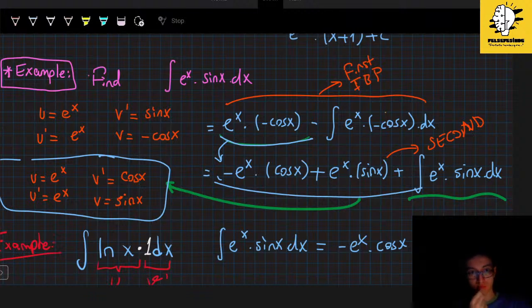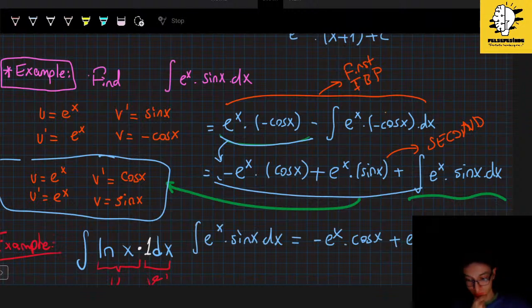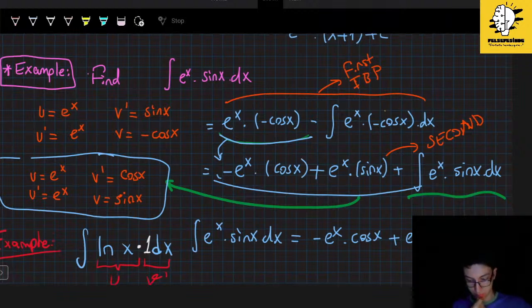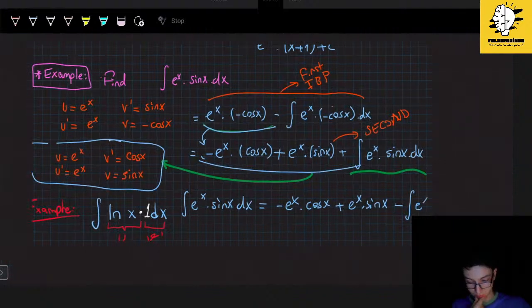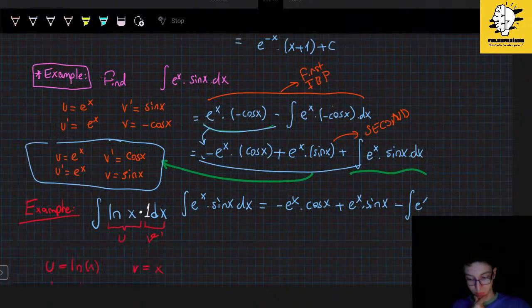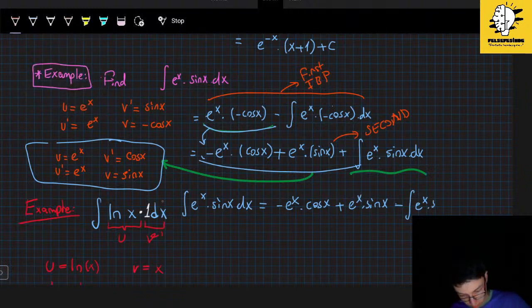Okay, let's finish it. 2 times the integral of e^x sine x dx, if we move this to the other side, and we have e to the minus x cosine x and e^x sine x, okay? And we put it to the other side, and it is minus 1 over 2 e^x cosine x and 1 over 2 e^x sine x, and this is the final part. We use double integration by parts, yes. Right.